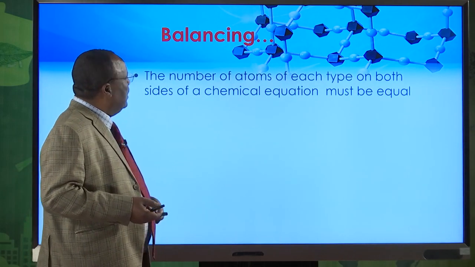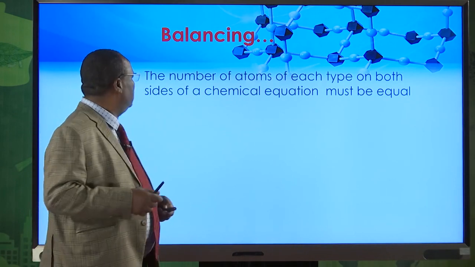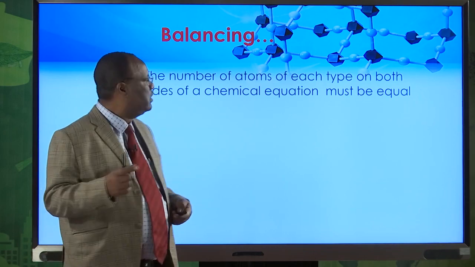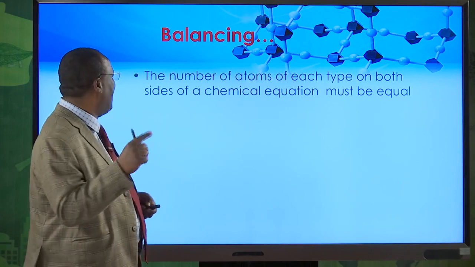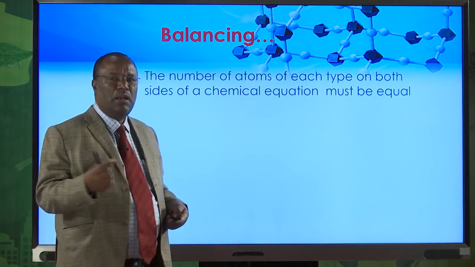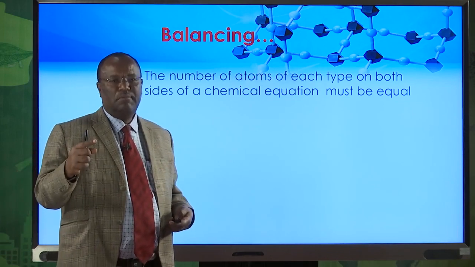The number of atoms of each type in a chemical reaction. In chemical reactions, the number of atoms on both sides of the equation must be balanced. The number of atoms on the reactant side and the number of atoms on the product side must be equal.